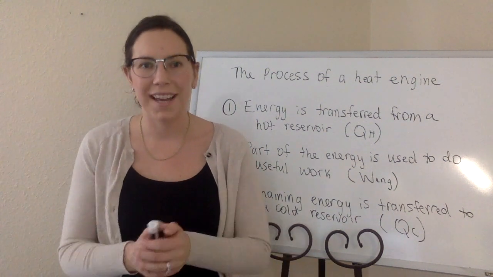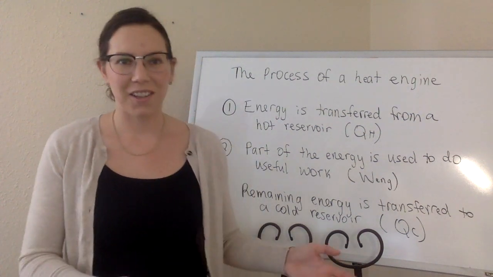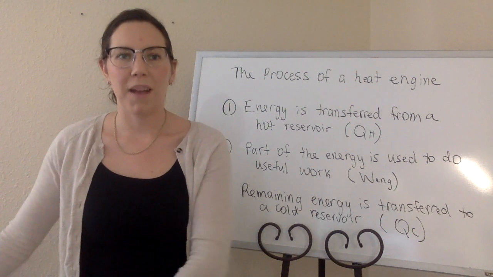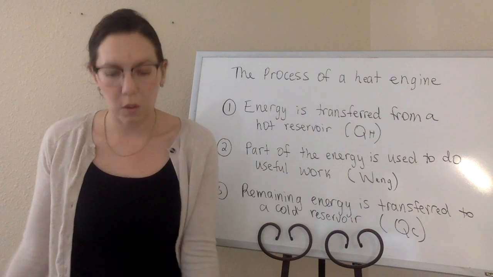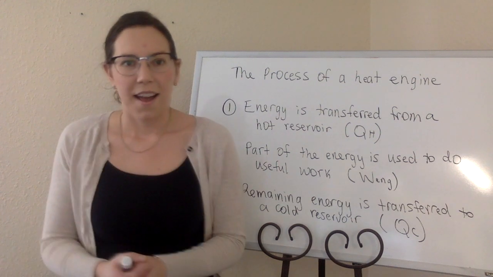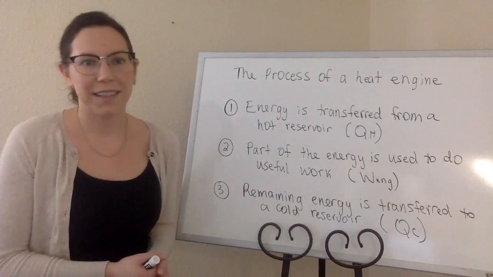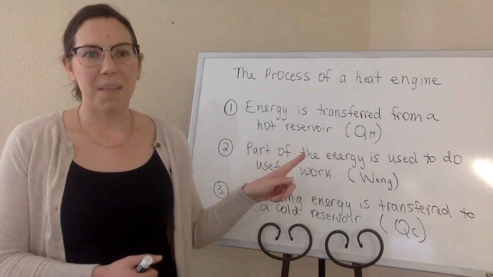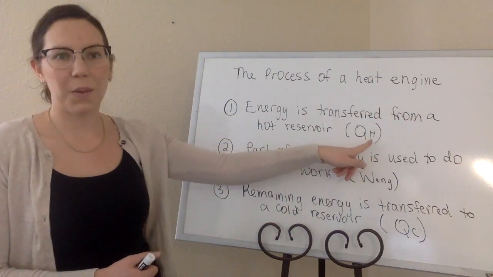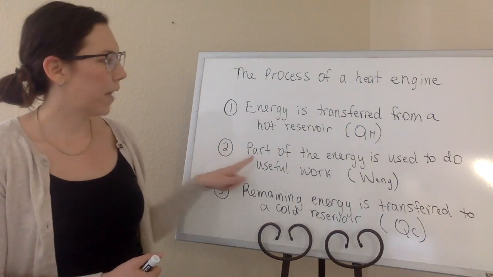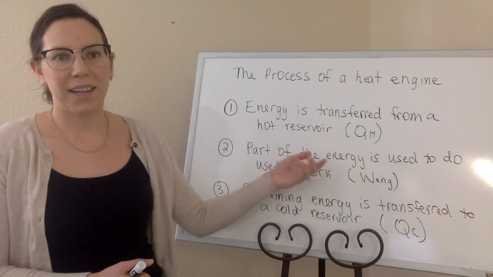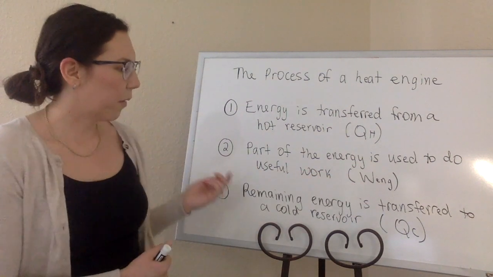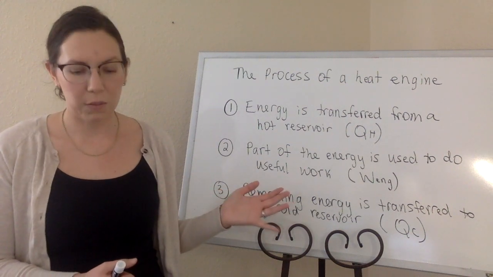So it's a repetitive process, and it works by extracting energy from a hot reservoir, using that energy to do useful work, and then expelling the leftover energy to a cold reservoir. So I've just outlined these steps here, the process of a heat engine. First step, energy is transferred from a hot reservoir. The amount of energy that's transferred will be called QH, and then part of the energy is used to do useful work. To indicate that this is the work done by the engine, it's W_eng for engine, and then the remaining energy is transferred to a cold reservoir.